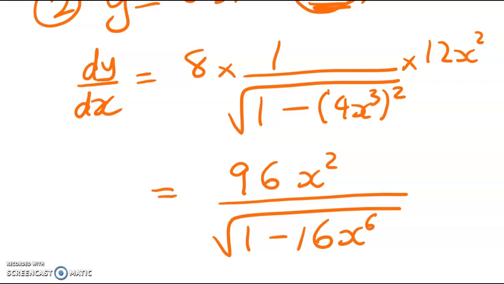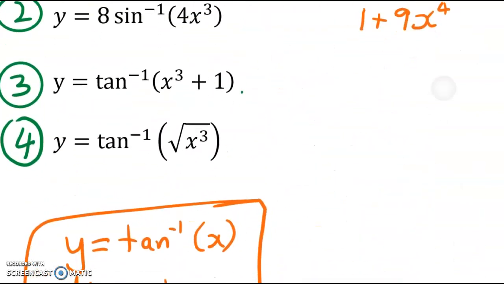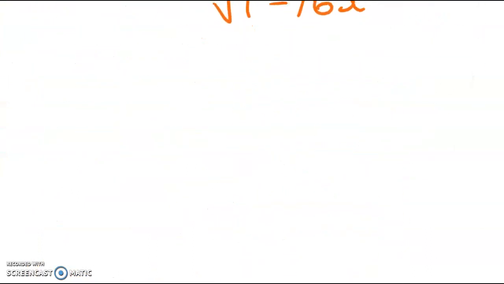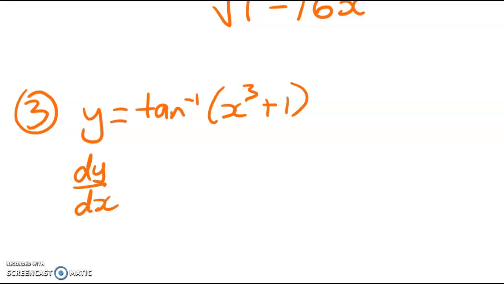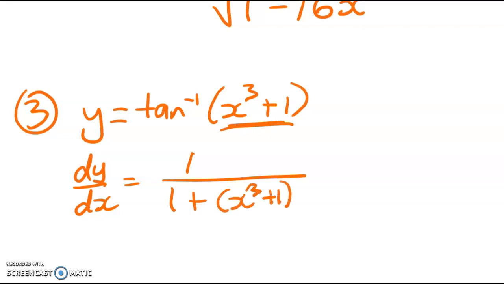Right, on to number 3. What was number 3? No, the next 2 are tan inverse ones. So question 3, y equals tan inverse of x cubed plus 1. So dy by dx will be 1 over 1 plus the blob squared, times the derivative of this inside function, which is 3x squared.